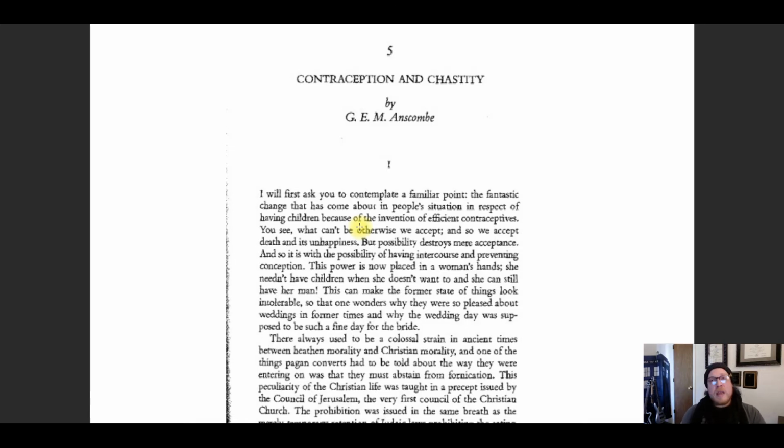So already, despite being a woman philosopher in the latter half of the 20th century, mind you, we're 2 years after, in the United States at least, Roe v. Wade and Doe v. Bolton being decided by the United States Supreme Court at the time in which this was written, and also coming out of the 1960s, notice already what she's saying here. First of all, what can't be otherwise, we accept. Like, we know we're going to die. Nothing's stopping that, so we just deal with it. But possibility, the idea that we could change things, changes the fundamental nature of our lives.